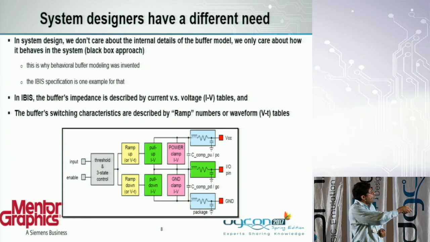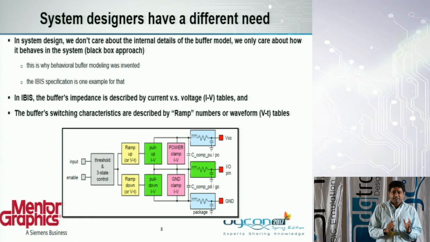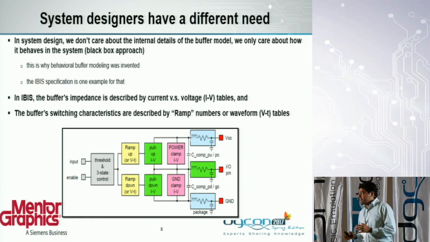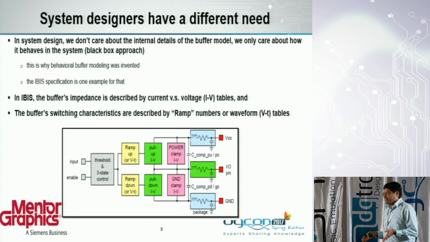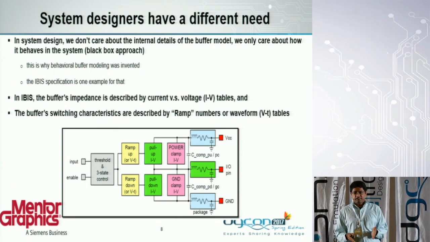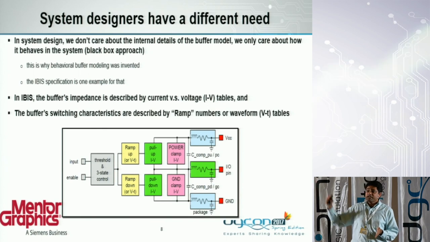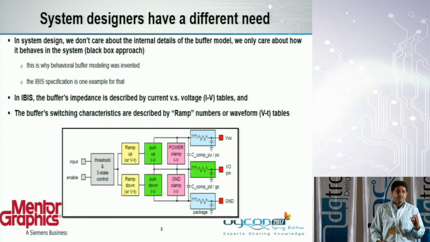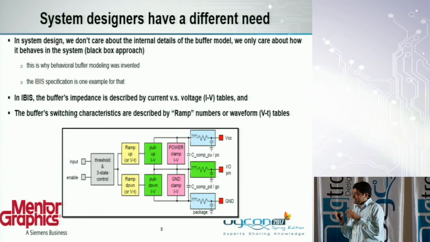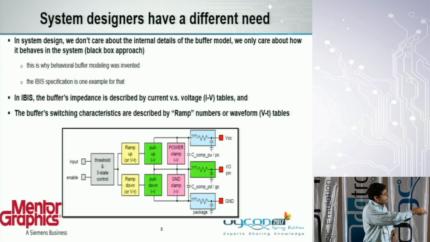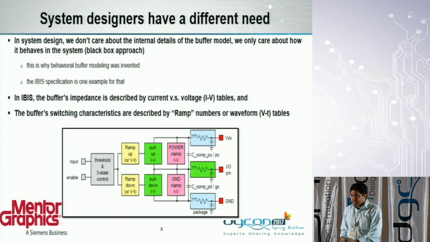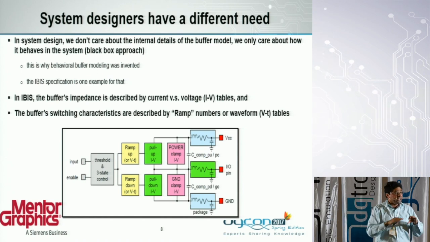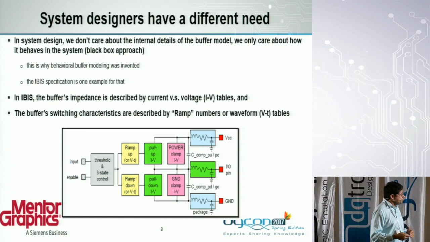In IBIS, what it does is it makes a lot of assumptions, because from a system designer perspective, the system designer doesn't really care about the transistors. They pretend to care, but they don't really care. They care about what the buffer does, how it's going to affect my trace, and whether I see my high and low thresholds the way it's supposed to be. So there are many assumptions made in IBIS. It takes the behavior of the model, and it models the behavior as tables. Specifically, it has an IV, a current voltage table, and it has a time voltage table, which describes what the signals look like over time when they go up and when they go down.